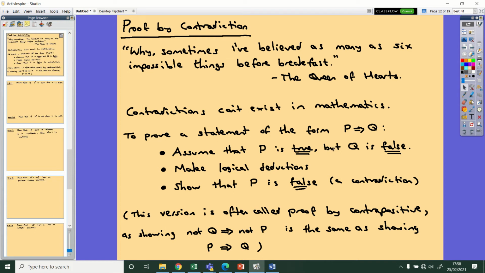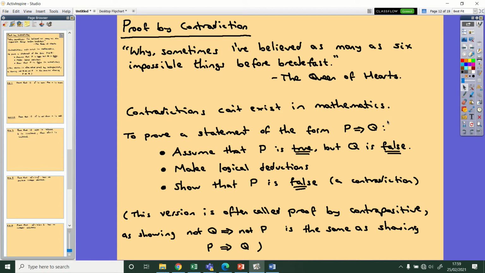We assume that P is true, but then that Q is false. From there, we make some logical deductions, some argumentation, some calculations, we follow some steps, and then our idea is to show that P is false. But if P is false, we've got a contradiction because we assumed that P was true at the beginning. So because of that contradiction, our assumption that the statement was not true can't be right. So we've in fact proved the statement.